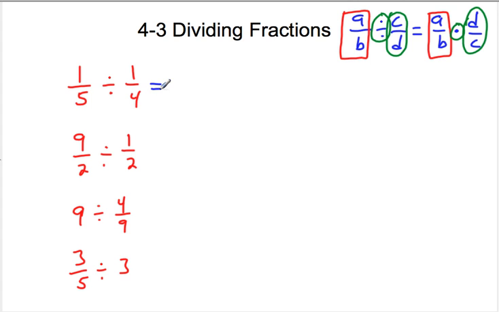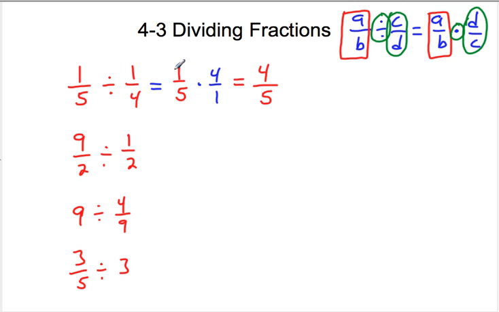So 1/5 divided by 1/4 is the same as 1/5 times 4 over 1. And then you just multiply across. So 1 times 4 over 5 times 1.